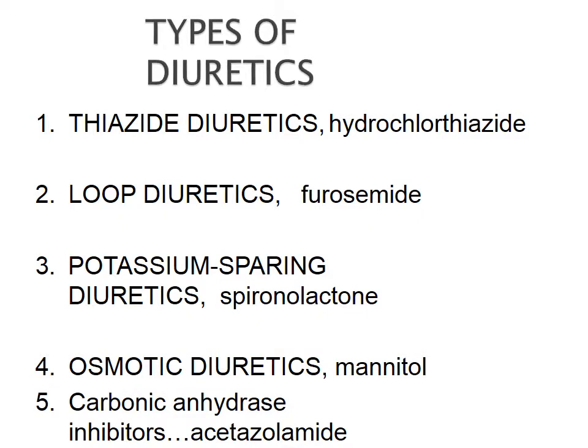There are various types of diuretics. One of them is the thiazide diuretics, among which there is hydrochlorothiazide. The other ones are the loop diuretics, among them furosemide. Then you have potassium sparing diuretics, that is spironolactone. The others are the osmotic diuretics, that's mannitol, and the last one is the carbonic anhydrase inhibitors, among which is acetazolamide.